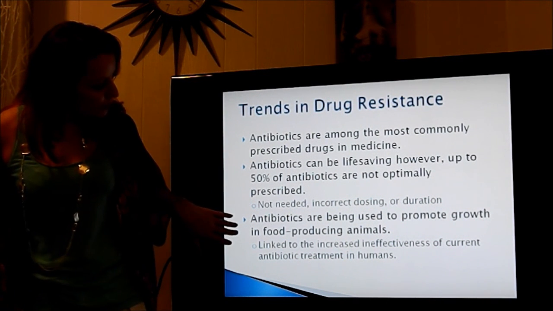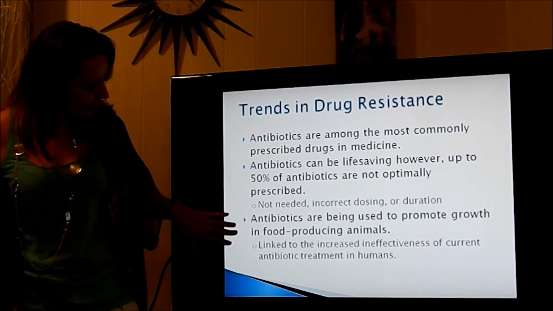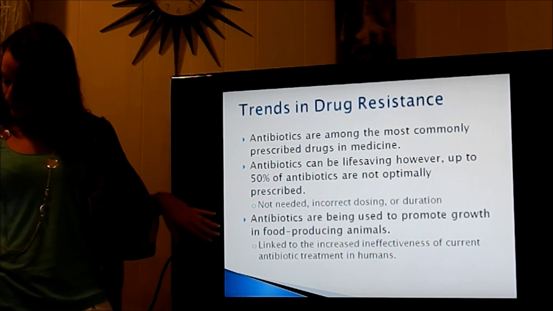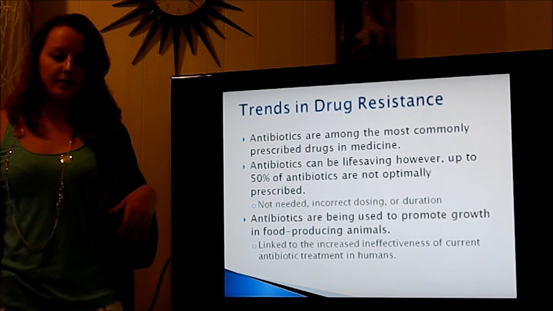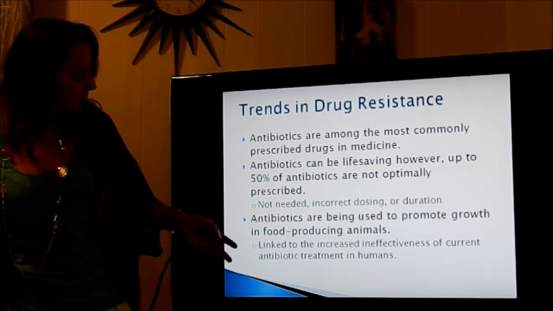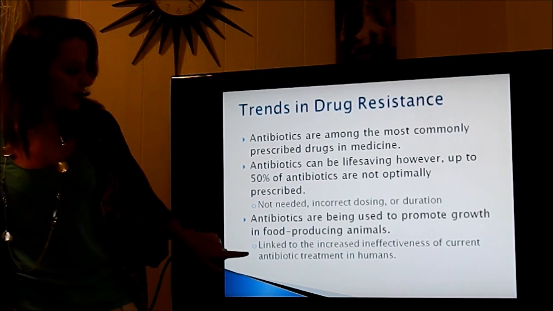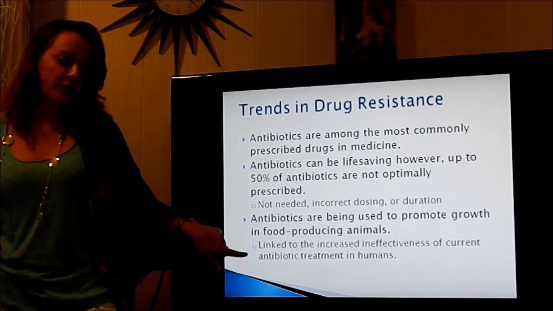Antibiotics are being used to promote growth in food-producing animals. The use of antibiotics in livestock is linked to increased ineffectiveness of current antibiotic treatment in humans.